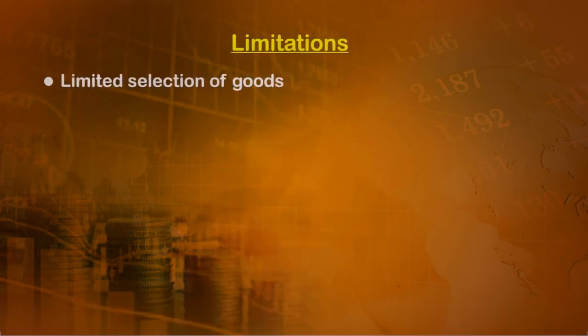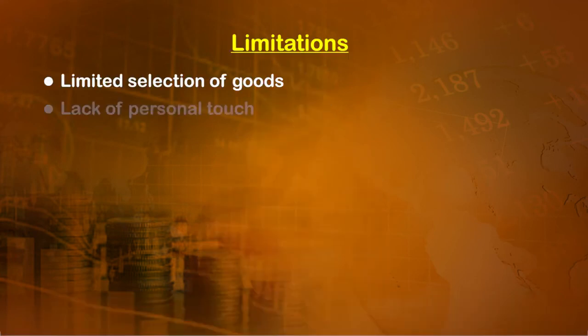Apart from these advantages, there are certain limitations also of operating such multiple shops. Number one, for consumers, there is a limited selection of goods, because when you go to such a shop, you get goods of one particular brand. That limits your choice or your options. Secondly, since such stores are on a large scale, they lack personal touch. When a consumer goes there, he or she does not feel that personal touch that we could probably feel at a small shop.